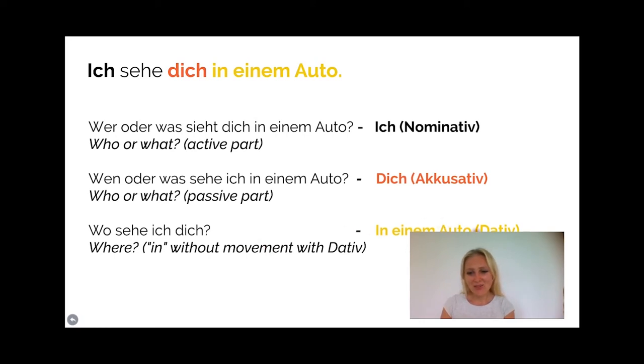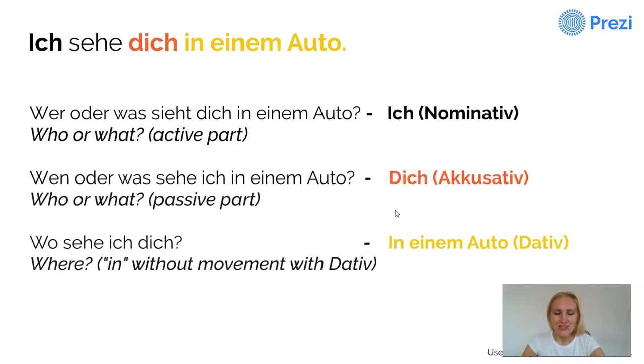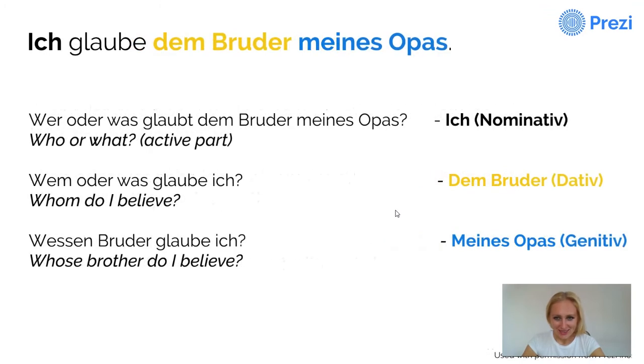Okay, so in einem Auto, this is the dative object. Also, you see the indefinite article einem. It must be dative because it has an M at the end. So let's have a look at the next example.